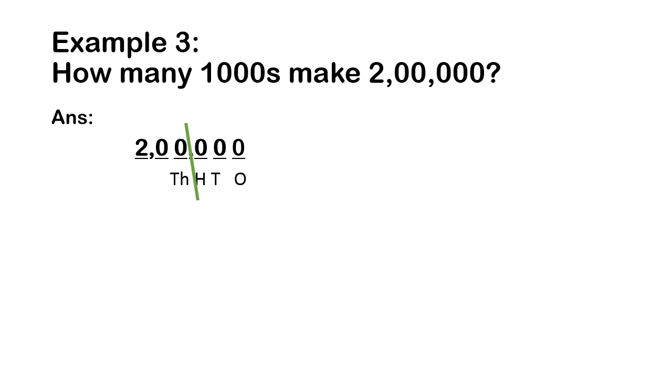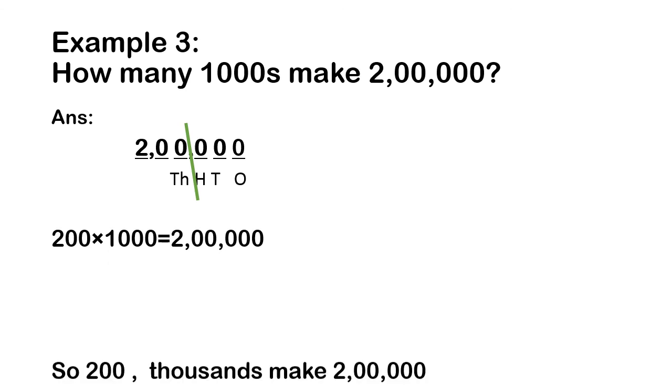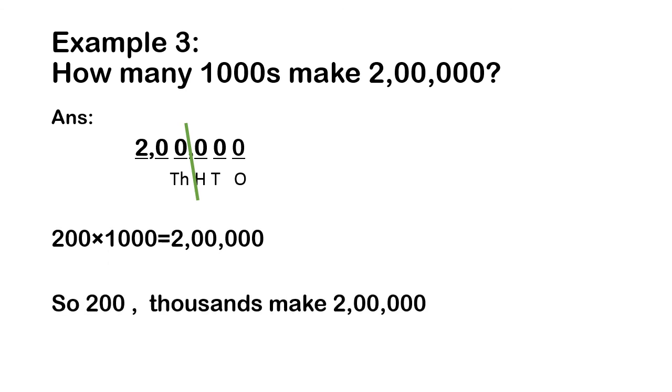So from 1000 you have to draw a line. In the thousands place, what is the number here? 200. So 200 into 1000 we get 2 lakhs. So the answer is 200. So 200 thousands make 2 lakhs.